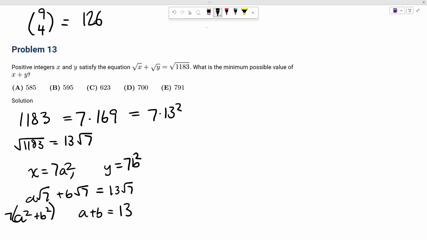So in this case, since we're squaring them and adding together, we want to make a and b as close together as possible. So if a is 6 and b is 7, that's the closest together we're going to get. Since x and y have to be integers, this is going to be minimized. So once we do that, our final sum is just 7 times 6 squared plus 7 squared, which is equal to 7 times, let's see, 36 plus 49, 85, and this equals 595.